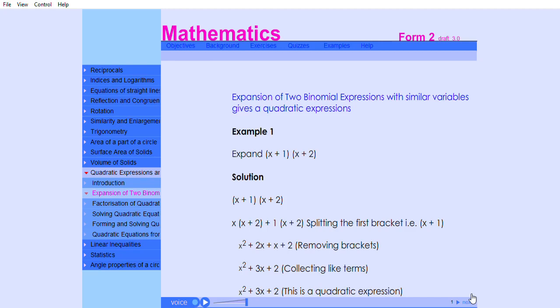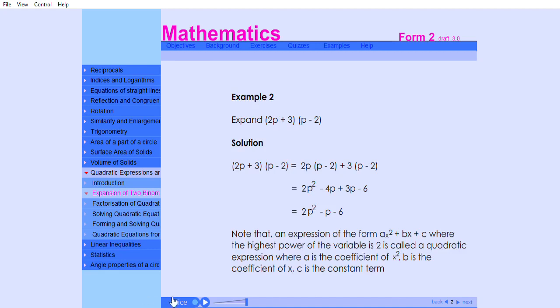plus 2, removing brackets, is equal to x squared plus 3x plus 2. Collecting like terms is equal to x squared plus 3x plus 2. This is a quadratic expression.